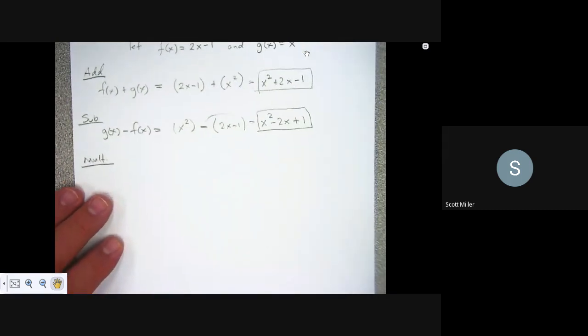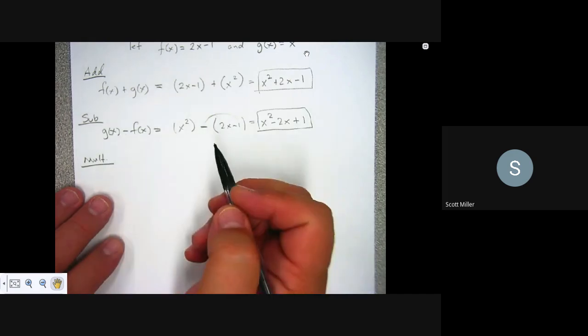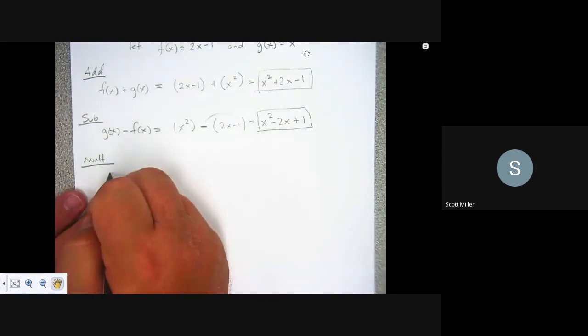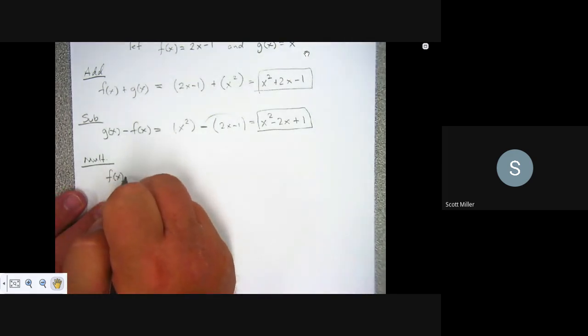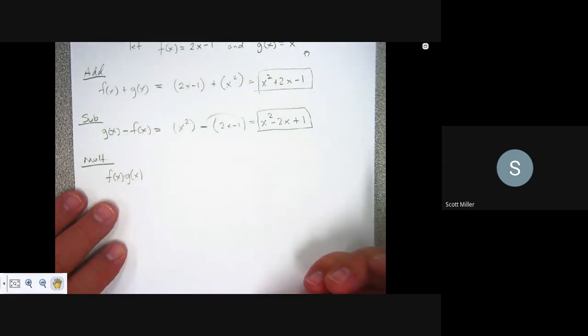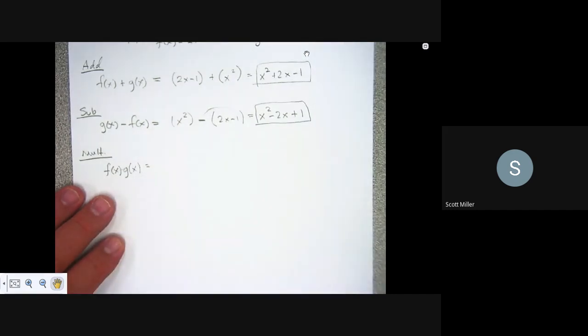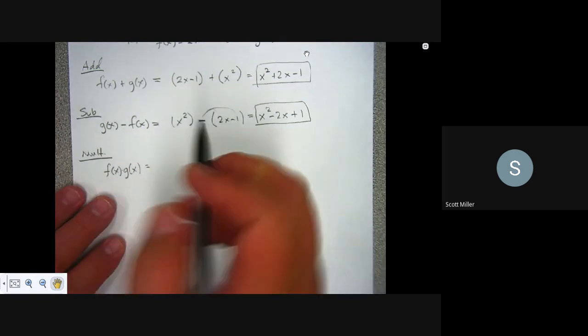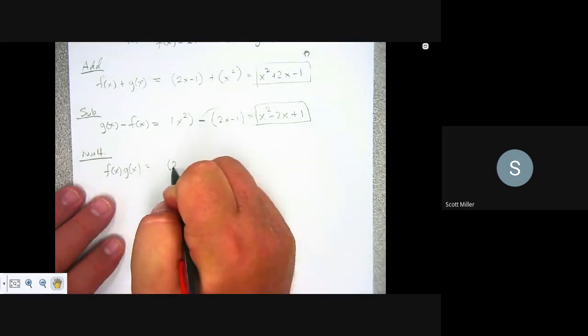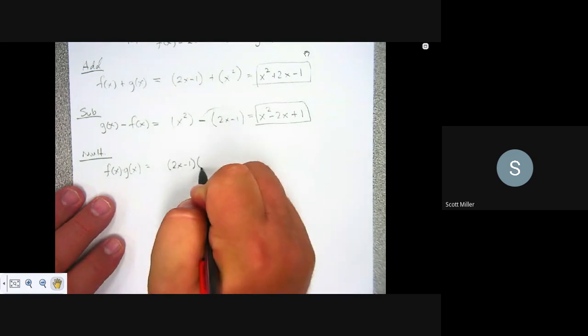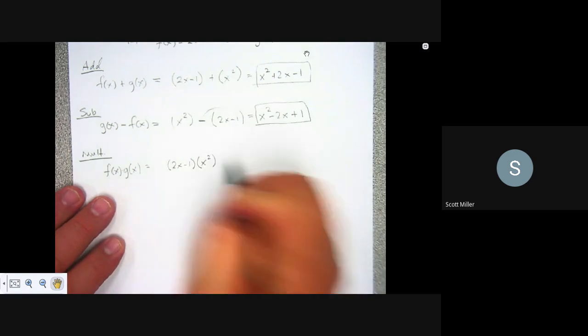How do I multiply? Well, to multiply two things, let's just go ahead and do it this way. They'll write a multiplication usually with a dot, or they'll just put them next to each other. So this means f of x times g of x. And again, you want to use parentheses so that you do it properly. Without the parentheses, most people make a mistake. f of x, (2x minus 1), times (x squared).